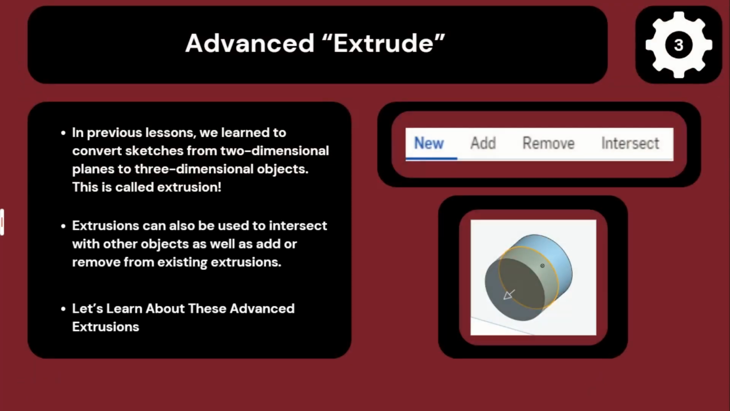So let's get started. Advanced extrude. In previous lessons, we learned how to create 3D objects from 2D planes. This is called extrusion. Extrusions can also be used to intersect with other parts as well as add or remove from existing extrusions. So let's learn more about these extrusions.